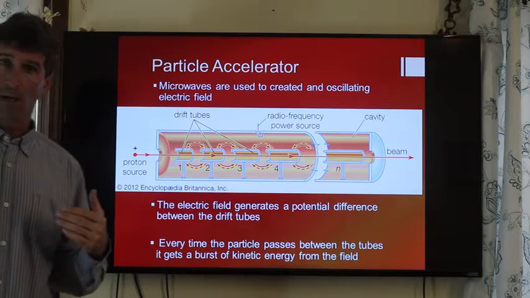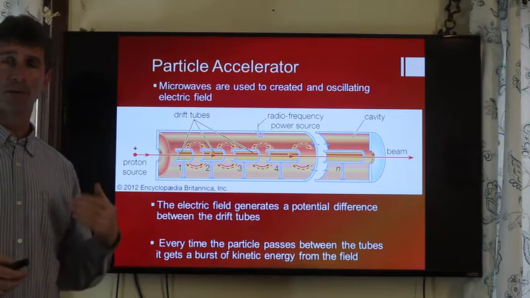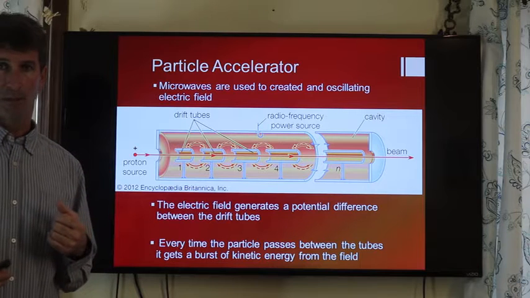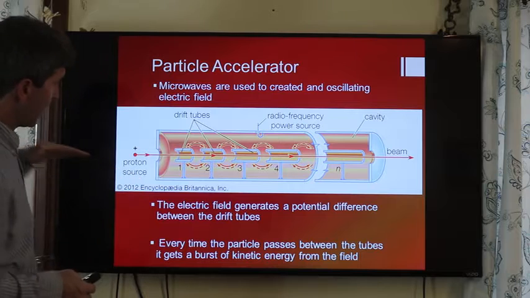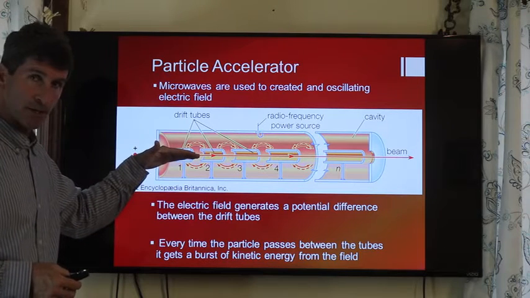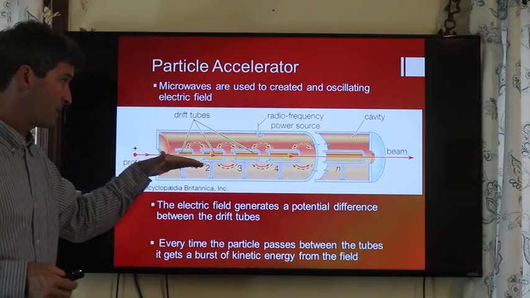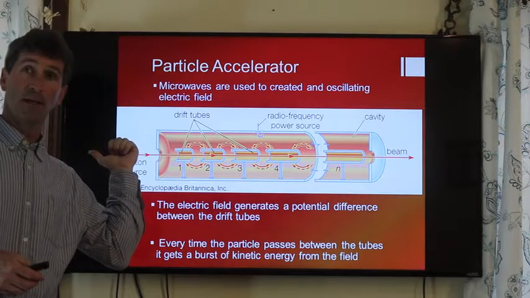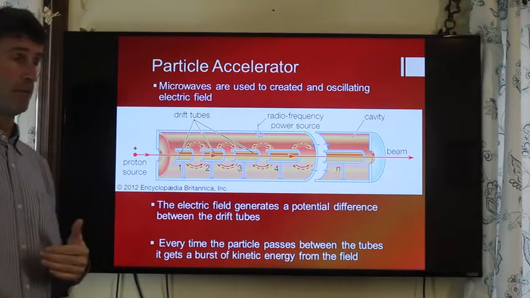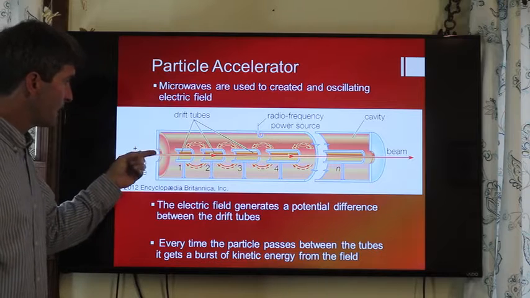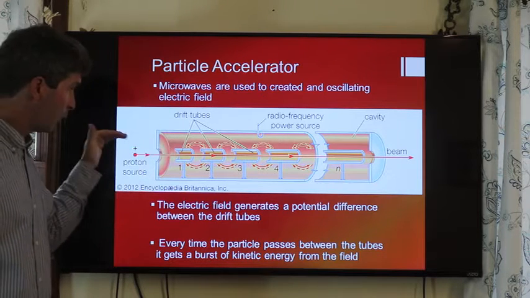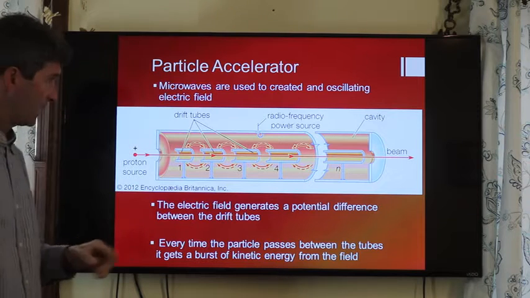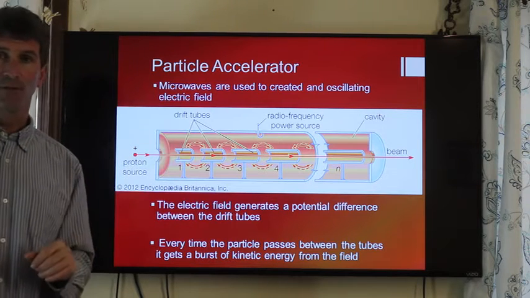And later on we'll see that microwaves are actually oscillating electromagnetic waves. The microwaves have their electric field pointing in the positive x direction during one phase, and then they oscillate to point in the negative x direction during the off phase. So the proton comes in, it feels the on phase of the microwave, pointing it down the channel, okay? Then it enters these drift tubes.